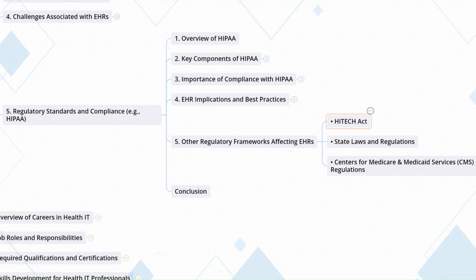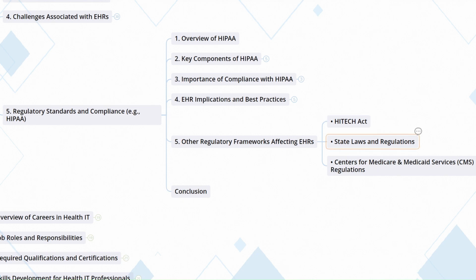the Health Information Technology for Economic and Clinical Health Act, also referred to as High-Tech Act. It was enacted in 2009 and promotes the adoption of EHRs and strengthens privacy and security protections under HIPAA. It expanded the enforcement of HIPAA rules and implemented breach notification requirements.